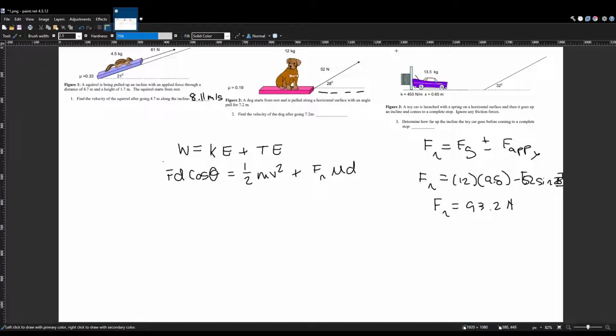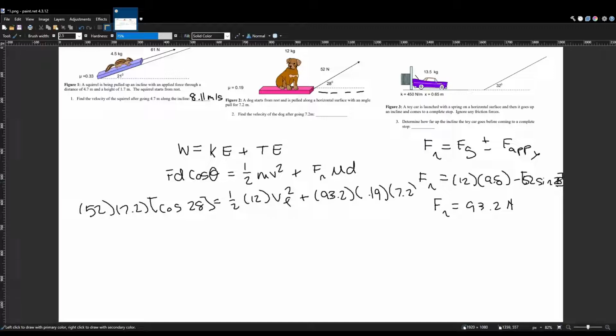And we can solve that, we can put that into our equation over here. So force, of course, start over here this time. 52, the distance is 7.2 meters, times the cosine of 28 degrees equals 1/2 m velocity final squared. That's what we're looking for, plus 93.2, because that's what we just solved for force normal being equal to. Mu is 0.19, and then distance is going to be 7.2.